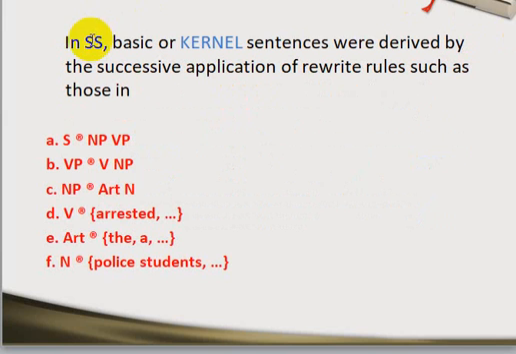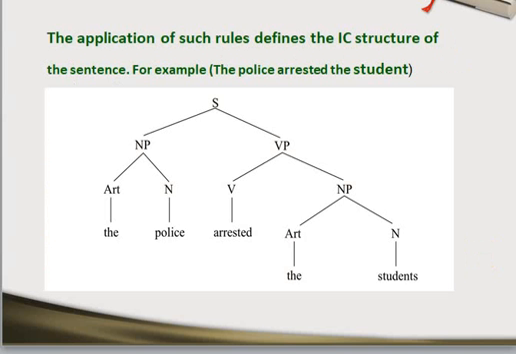In Syntactic Structures, basic or kernel sentences were derived by the successive application of rewrite rules such as those in A: sentence divided into noun phrase and verb phrase; B: verb phrase into verb and sometimes noun phrase; C: noun phrase into article and noun; verb: arrested; article: the; noun: police, student. So let's see the example here.